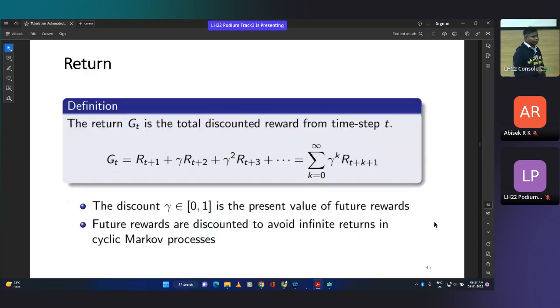There is a difference between return and reward. This capital G is the return. When an agent performs an action based on some state in the environment, it gets an immediate return, denoted by capital R t+1. The next returns are the future returns, and we consider those future returns by introducing a discount factor. So this capital G is the accumulated return, considering the future returns also.